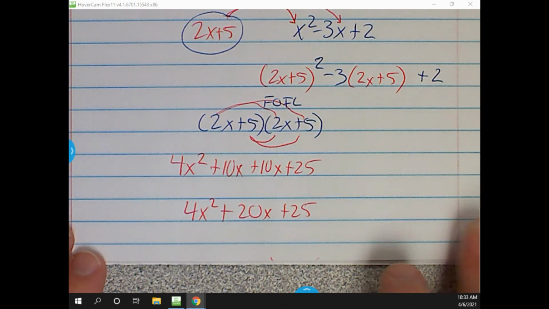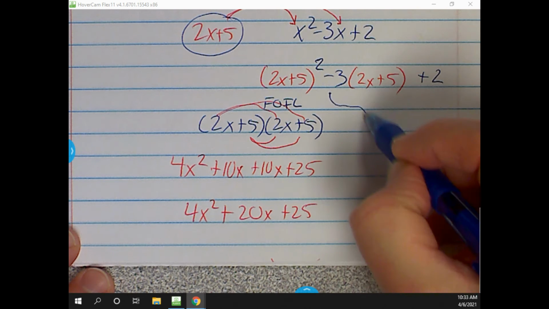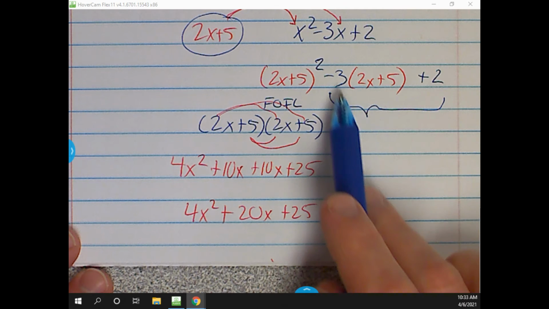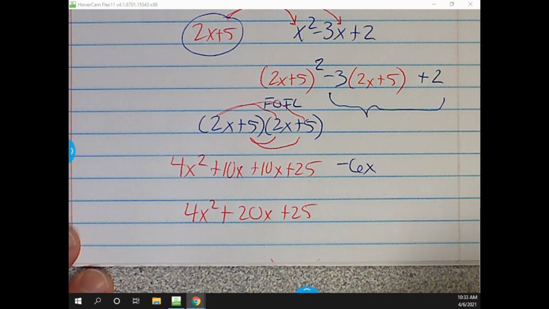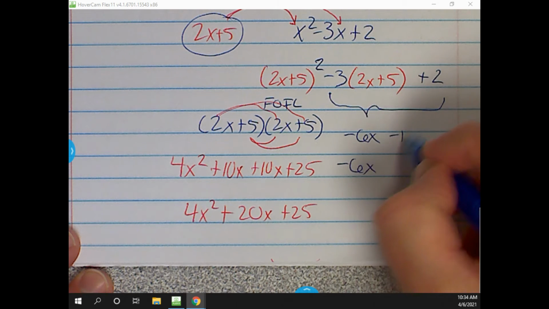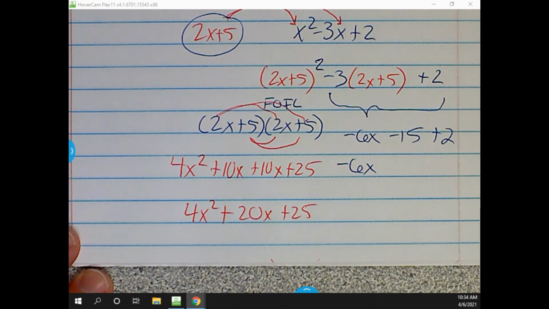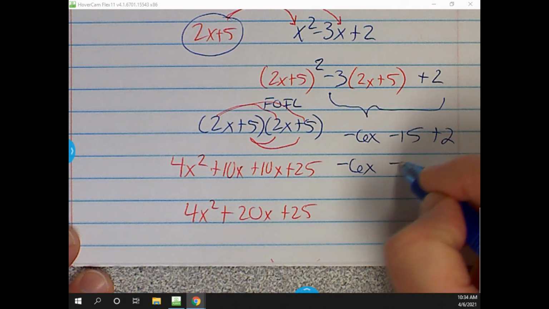All right, now that's just the full method part. We still haven't done anything with this part back here. So the first thing we're going to do is do distributive property. So we'll do negative 3 times 2x, which will make that a negative 6x. Let's put that right here. Then we've got negative 3 times 5 for negative 15. And then you've got this plus 2 that's kind of tailing in behind it. All right, so we've got the negative 6x here. Go ahead and do negative 15 plus 2 to make that negative 13.